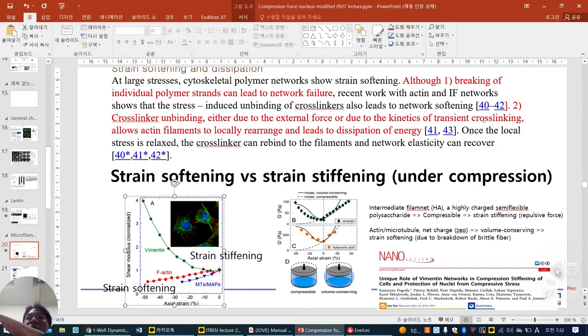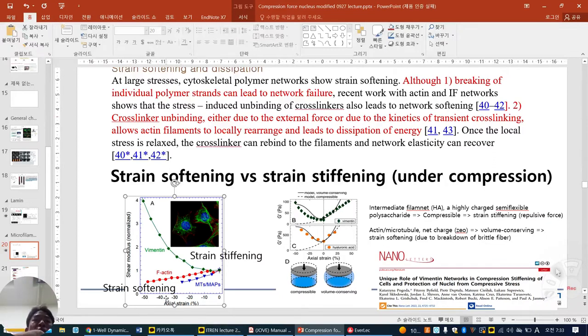One of the reasons behind this is the breaking of the individual polymer. As you know, actin and microtubule consist of monomers. These monomers contact each other and make a polymer structure, okay? But while they're compressed, this polymer breaks down. And then the cross-linker, which binds monomer to monomer, also breaks down, okay?